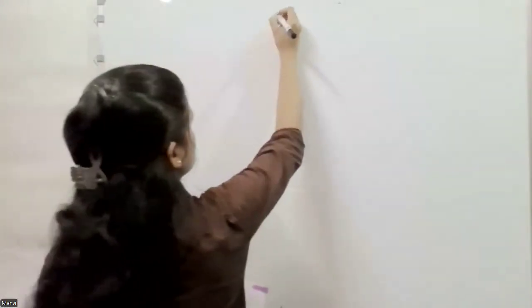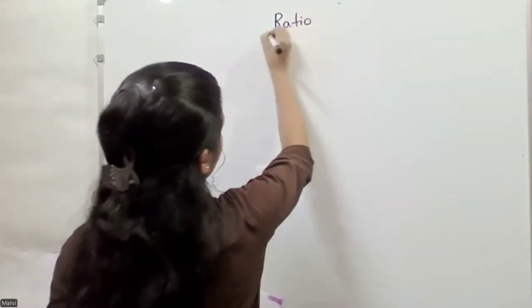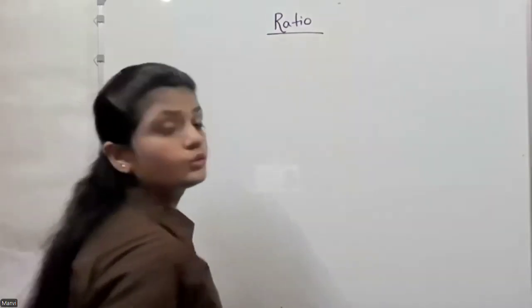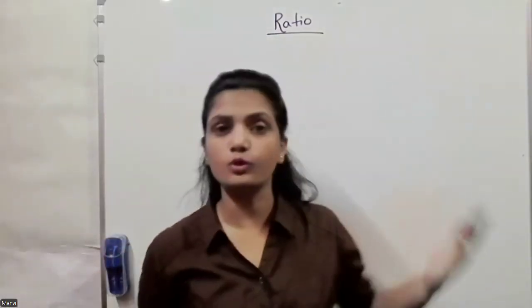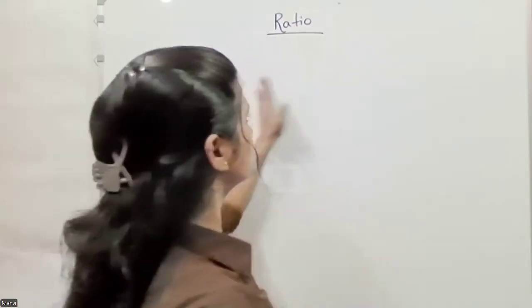I'm good too. So, in today's class, we're going to learn about several new topics. First, we'll start with ratio. We use ratio to compare two or more things. Okay? So, ratio compares two or more things.